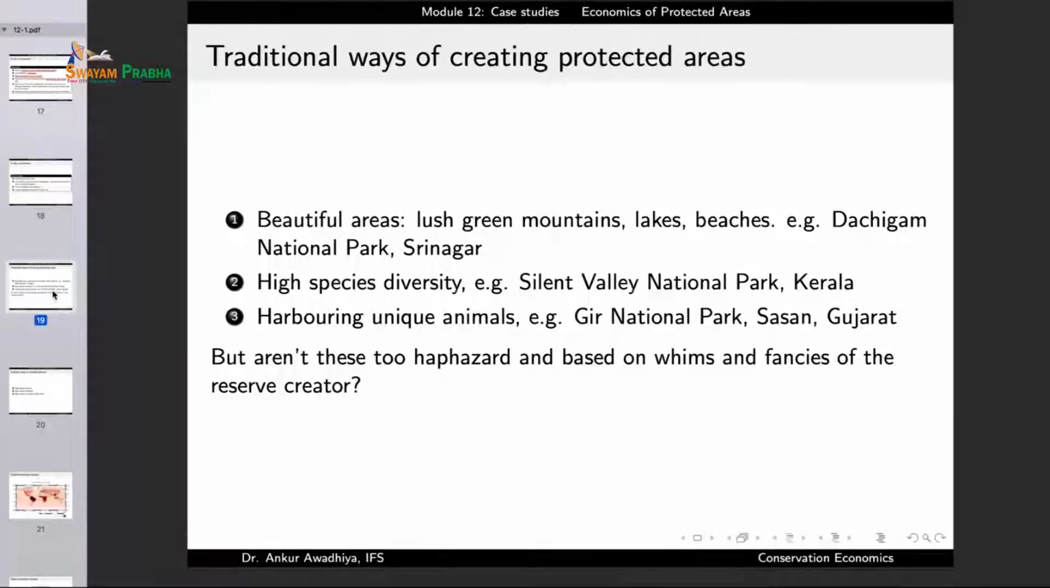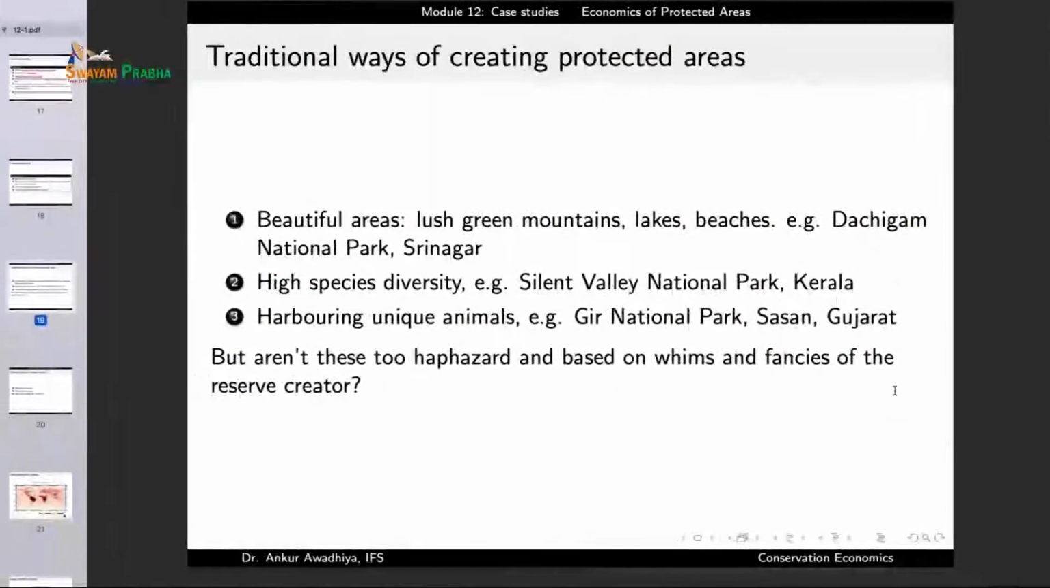Now, when we say that we are going to do an in situ conservation, there are certain traditional ways of creating the protected area. How did the kings of the bygone eras used to make a protected area? So, one option was to look for beautiful areas. If an area is a beautiful area, the king would say, okay, these are such beautiful areas, let us make them into a national park. So lush green mountains, lakes, beaches, they used to be converted into protected areas for the enjoyment of the king.